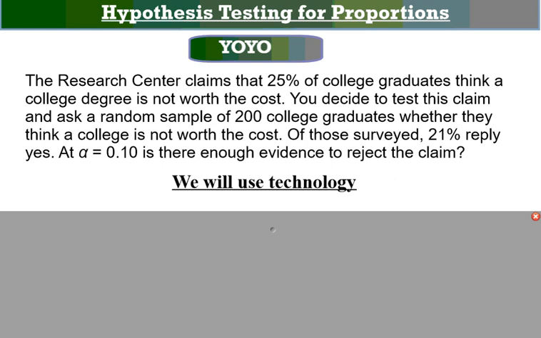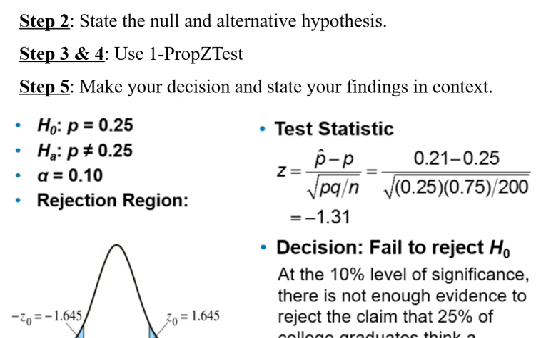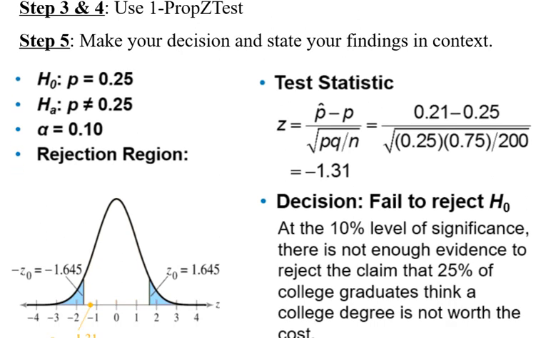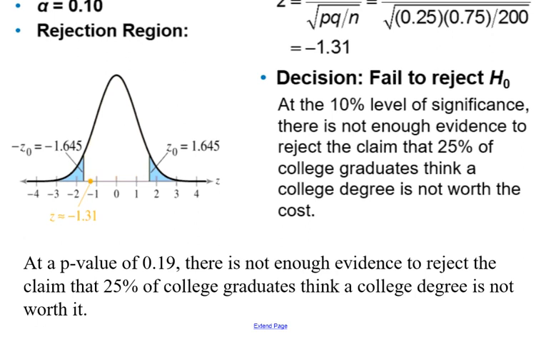You can try it using technology. Pause the video, come back after you've had a chance to try. You go through the whole process. You would find that the z-score is negative 1.31. And that returns a p-value of 0.19. So there is not enough evidence to reject the claim that 25% of college graduates think a college degree is not worth it. So the null stands for now.